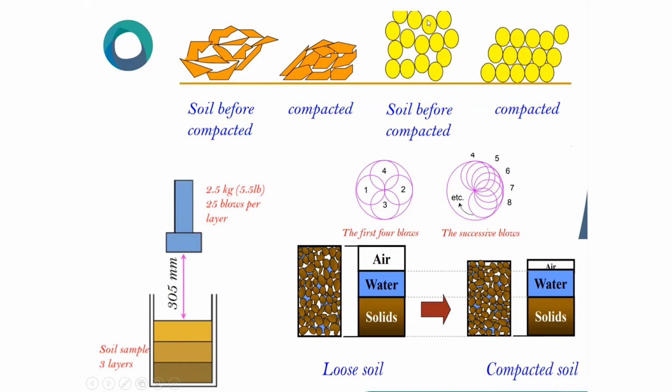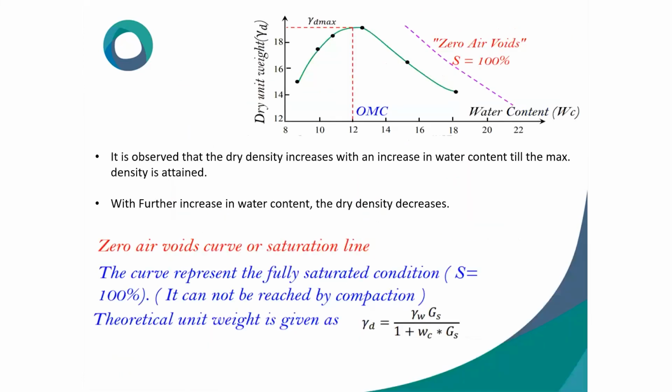When you make proper successive blows, then the soil will become completely compacted. Before compaction, it will be like this. Voids are there. When you make proper compaction like this, see, now voids are completely filled. Particles are rearranged. You are removing the air voids. Then what will you do? How to measure the density?